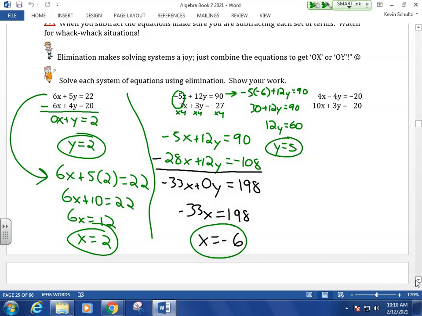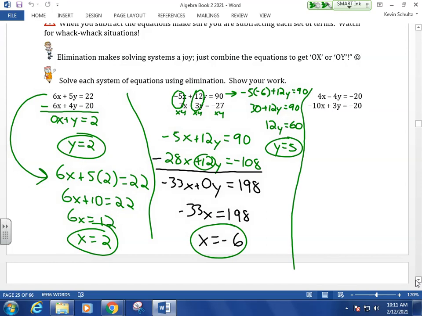But with my coefficients, my y terms, 3 and 12, 12 is already a multiple of 3, which means I only needed to multiply the bottom equation. 3 times 4 gives me 12 here, and that's why I multiplied by 4, to get that 12y to match what I had up in the top one. Okay? So looking at the third one, again, we've got options here.